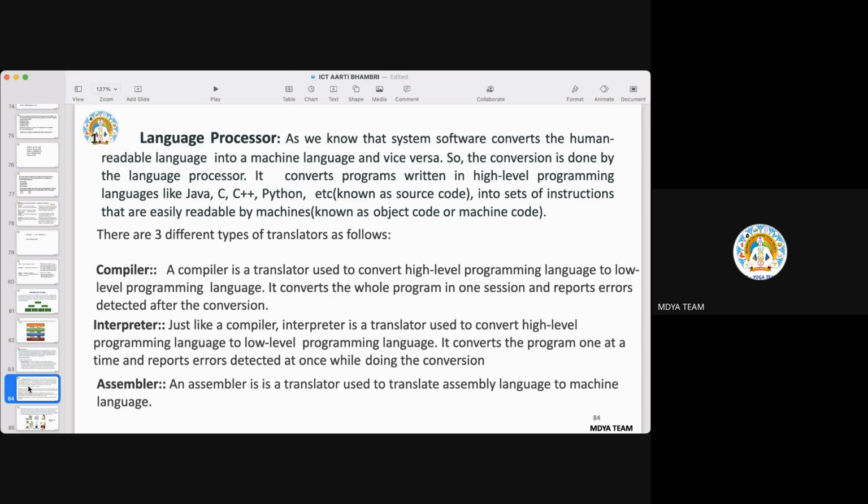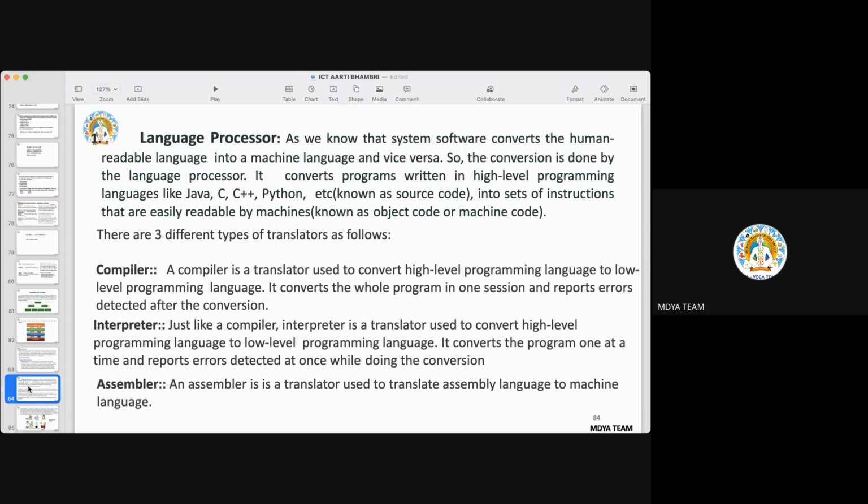And there is again a translator, just like a compiler, but the interpreter is a translator used to convert high level language into low level language. But it converts the program one at a time and reports errors detected at once while doing the conversion. All right. So the compiler reads the whole program first in one session and reports all the errors together after the conversion. And the interpreter goes one by one like that. Whatever conversion it makes, it detects the error and shows the error.